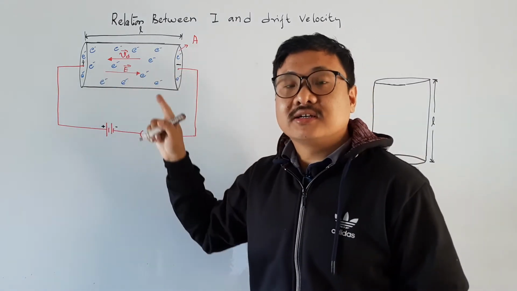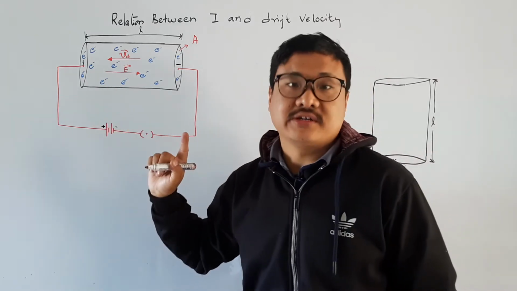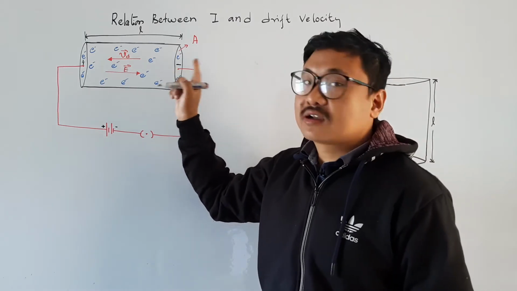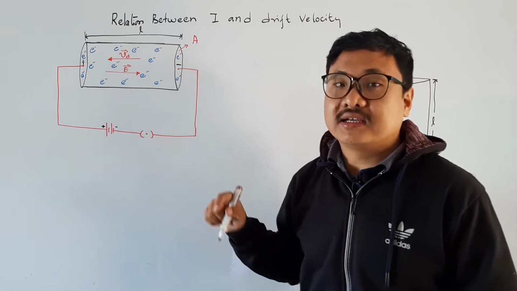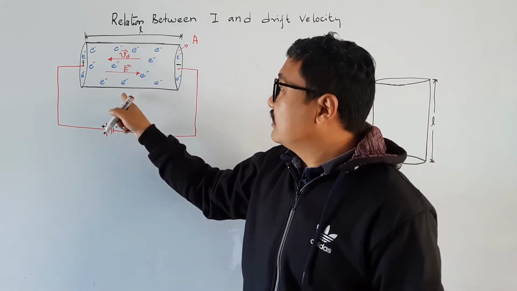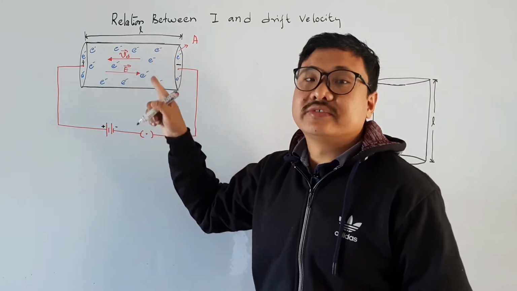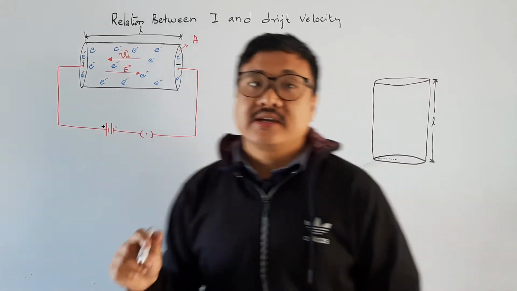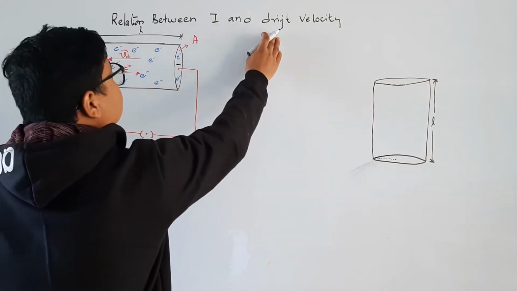That is why the direction of actual current is from the negative terminal to the positive terminal, unlike the conventional direction. Whenever we apply the battery, there is an electric field. Because of that, there is a net drift of the electrons, which results in the flow of current. So we have to find the relation between the drift velocity and the current.